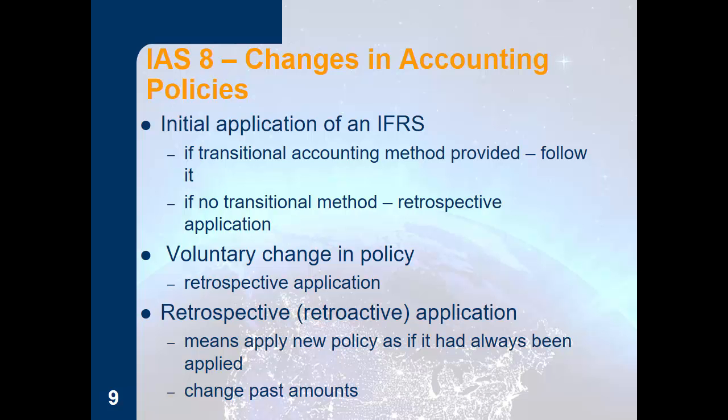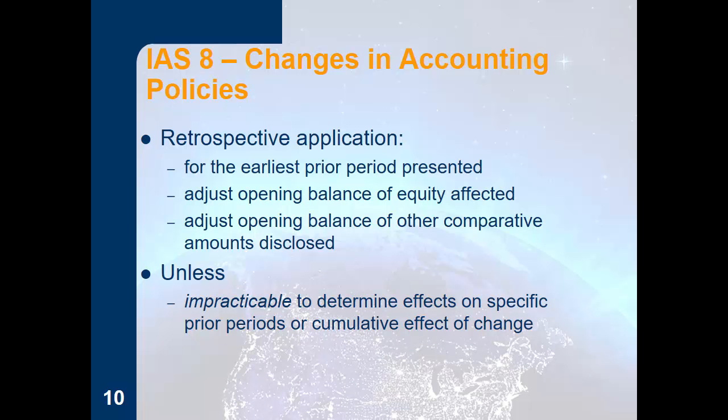So just to talk about this in more detail, when we have an initial application of a new IFRS like IFRS 16, if the standard specifies transitional accounting methods, then we just follow them. If there isn't, we use retrospective application. Voluntary changes are accounted for using retrospective application. And what that means is we're going to apply the new policy as if it had always been applied, and we're going to change amounts in prior financial statements. When we present, in this case, we'd have to present 3 years. We'd have to go back to the earliest period that's presented and figure out what the balances would have been if we had been using the new method.